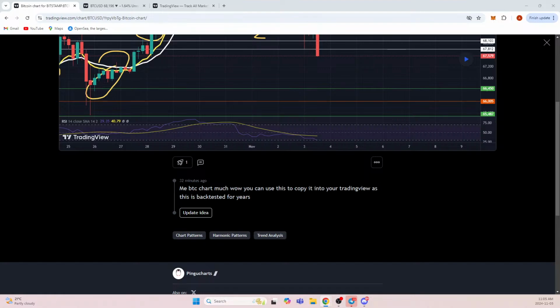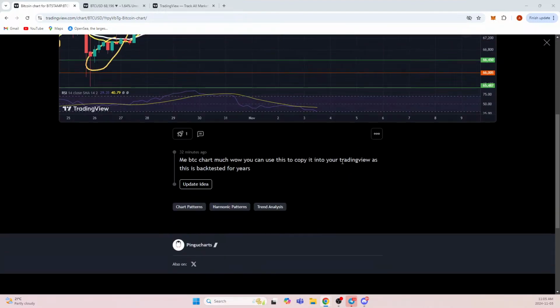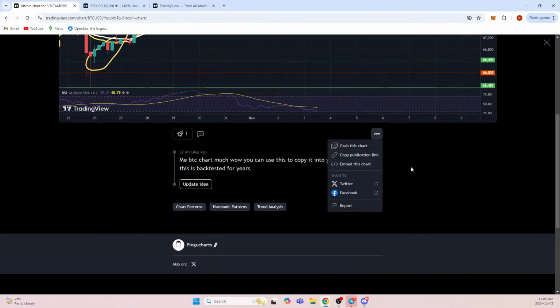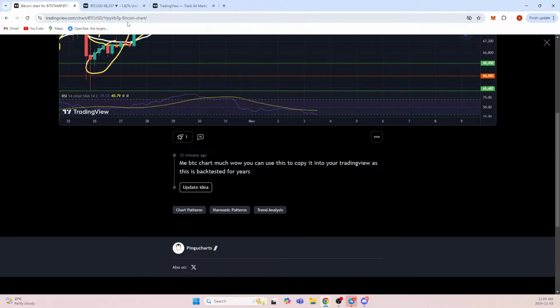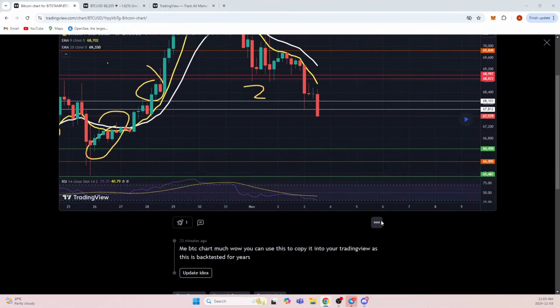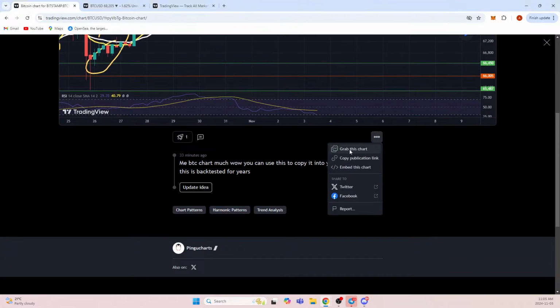Copy link address, paste it. Okay, that came out completely different. Give me a second here. So I'm going to do, where's the share button? Where's the stupid share button? Okay, whatever, there it is. So here's the link to the chart, right? And then what you're going to do is click on these 3 dots, only on desktop. You're going to click on these 3 dots and you're going to click on grab this chart.